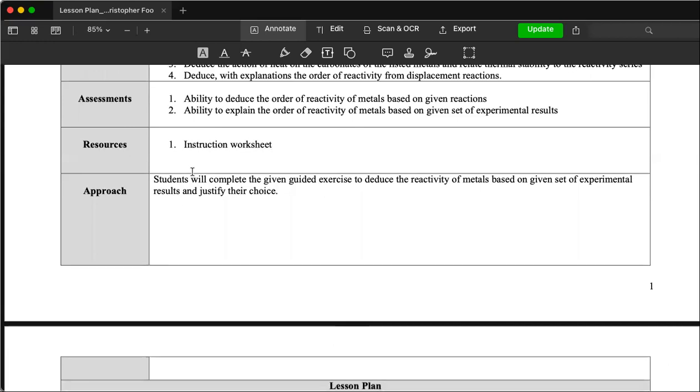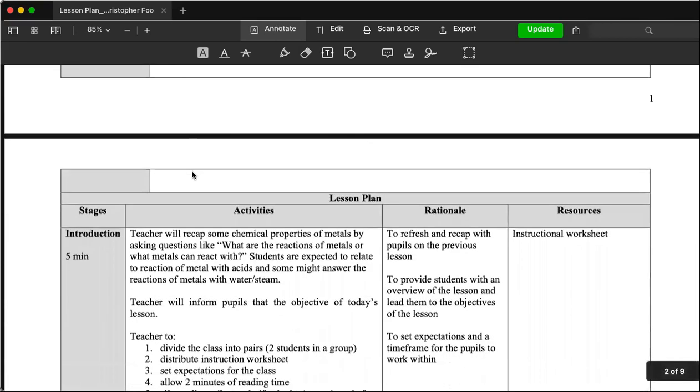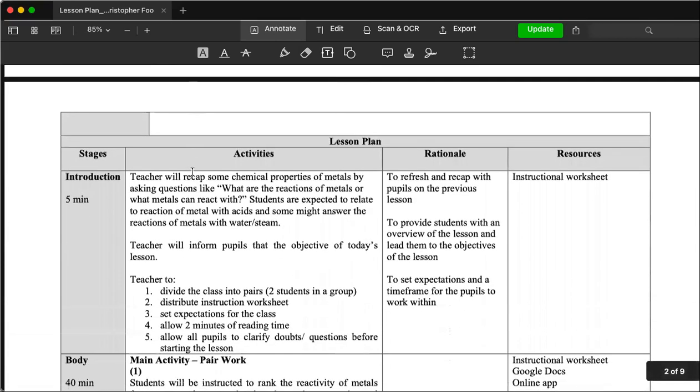So the approach for this lesson is that students will complete the given guided exercise. It will be a guided inquiry exercise to help them deduce the reactivity of metals based on the given set of experimental results and justify their choice. In this lesson, I will divide into parts.